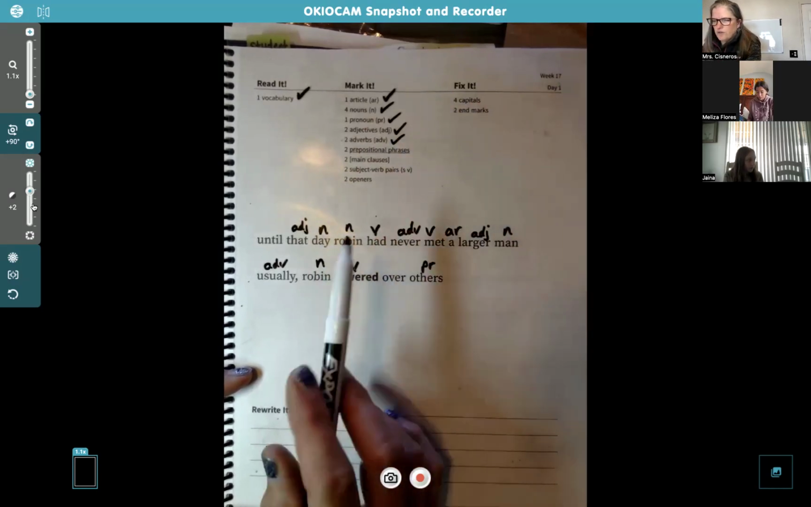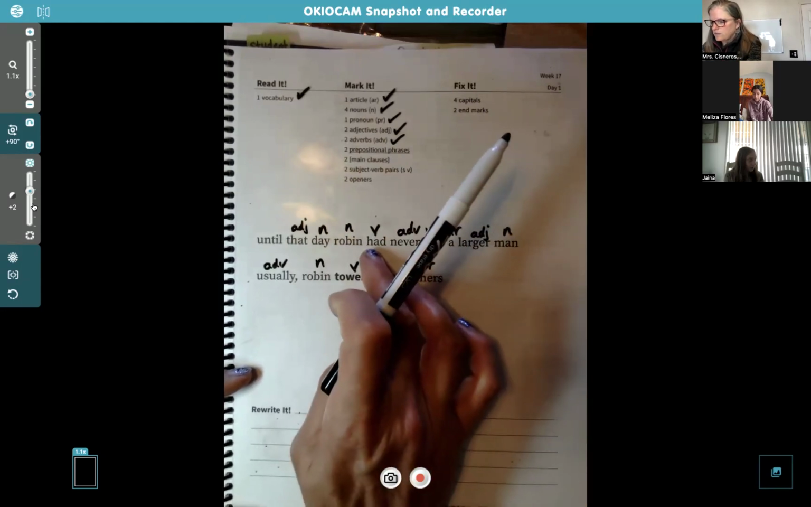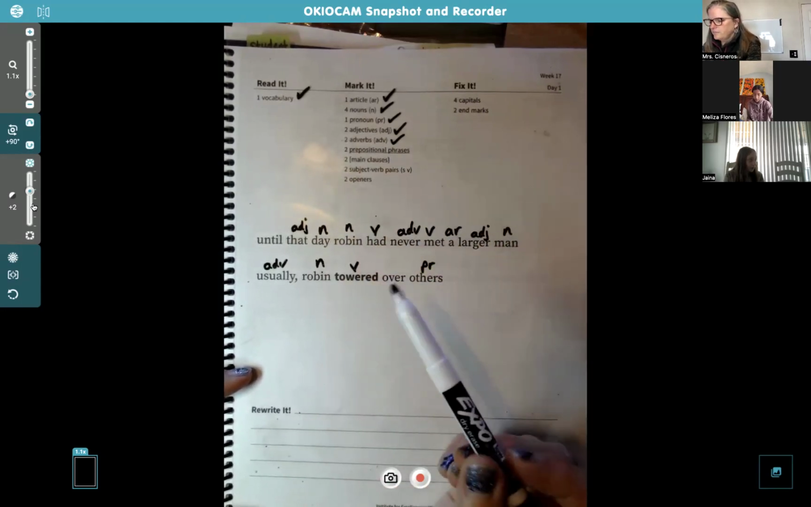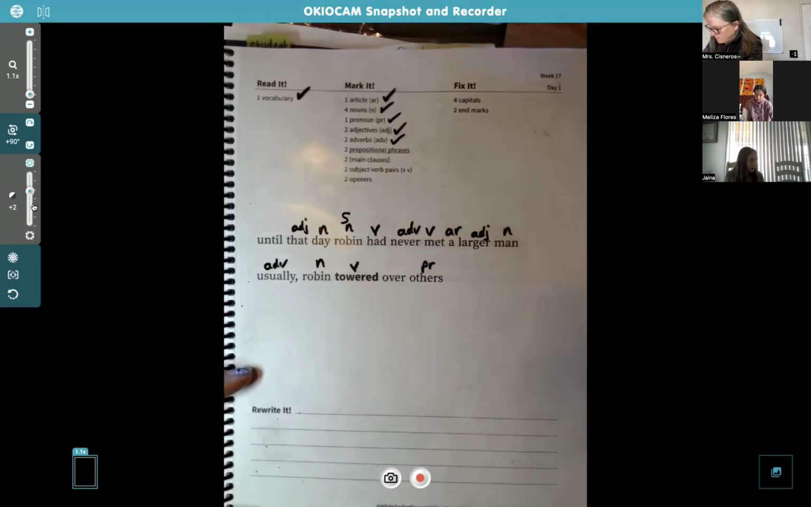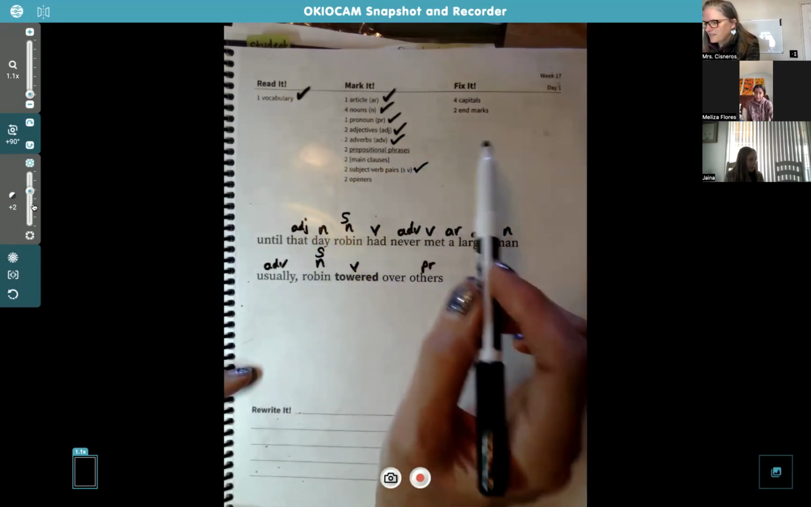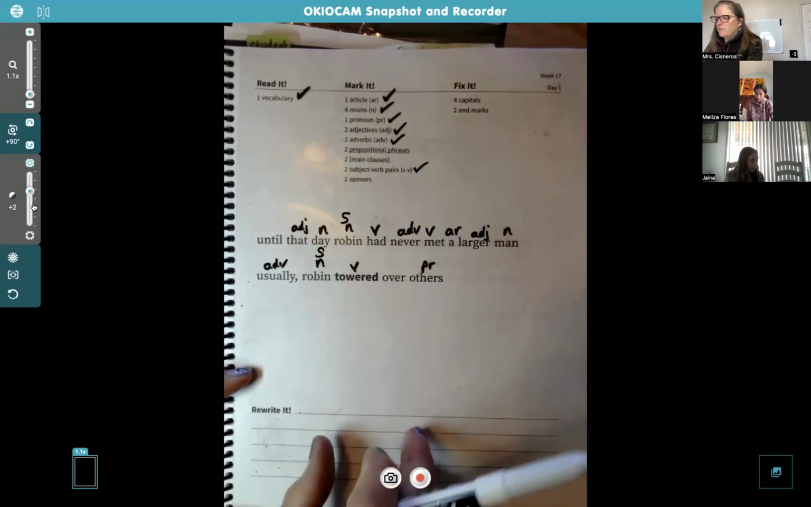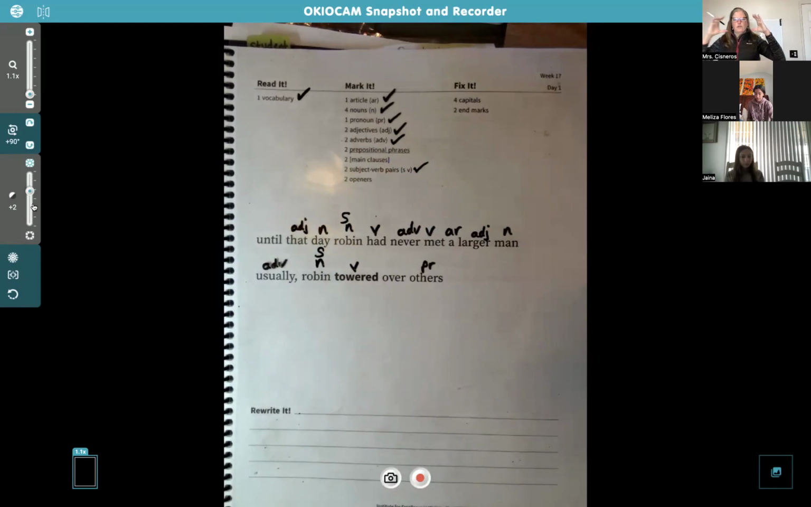Okay, back to the verbs. We already found those. So Lily, where are the subjects that go with these verbs? Robin. Good. Robin again. Yep, those two. Good. Awesome. Main clauses. So Jana, these are going to be complete thoughts with both a subject and verb pair in them. So do you see where the main clauses are?